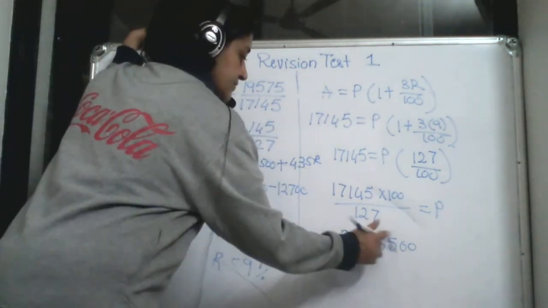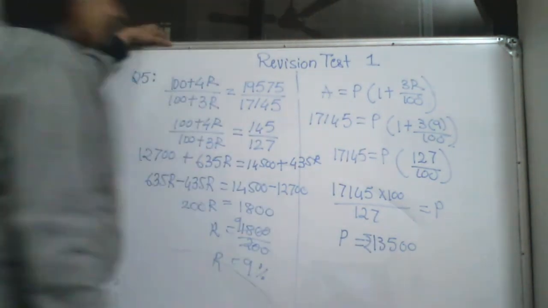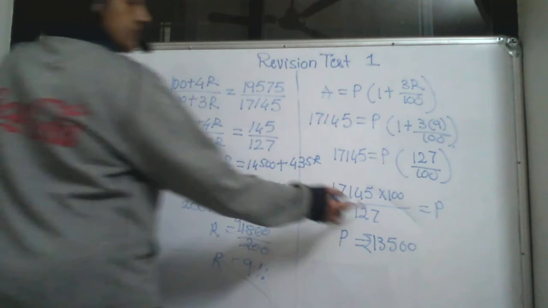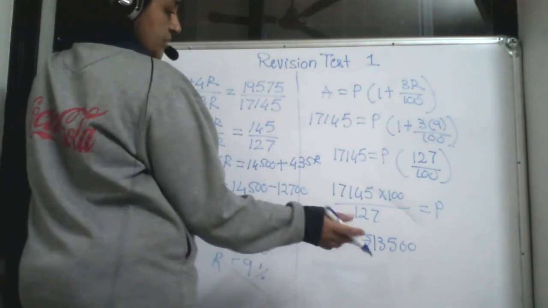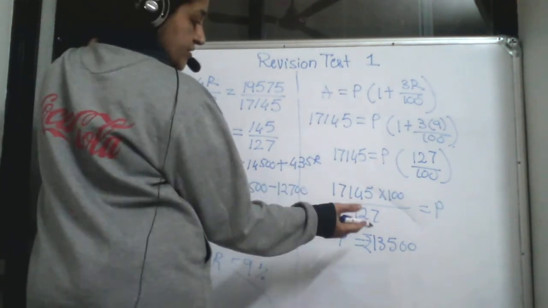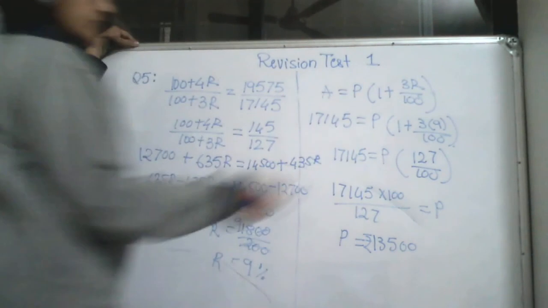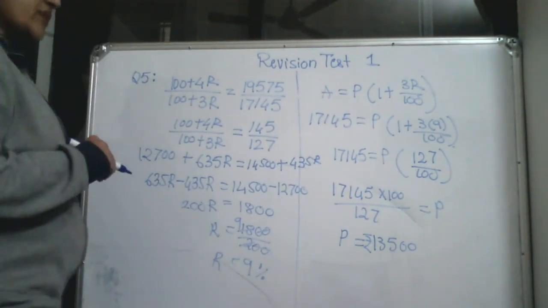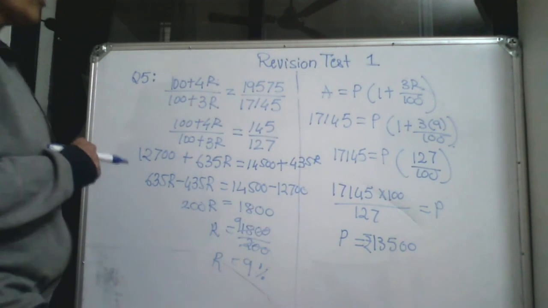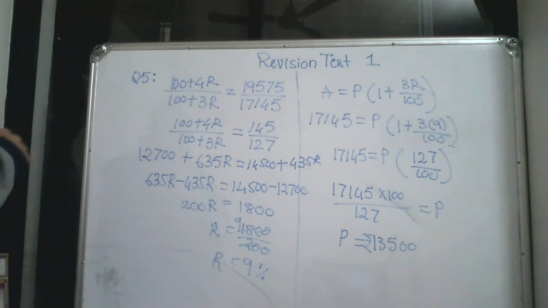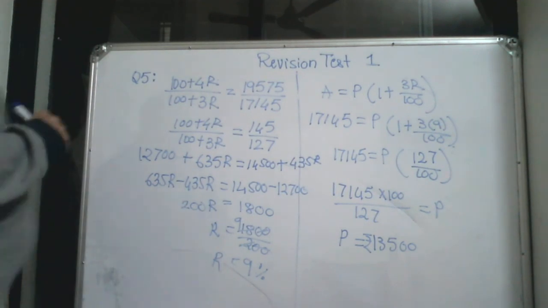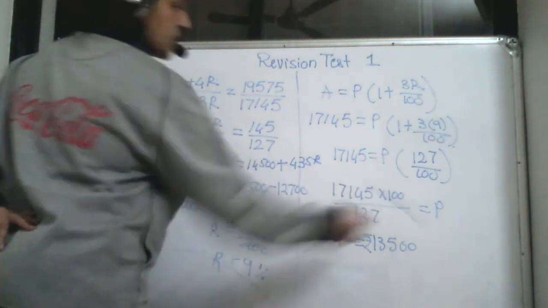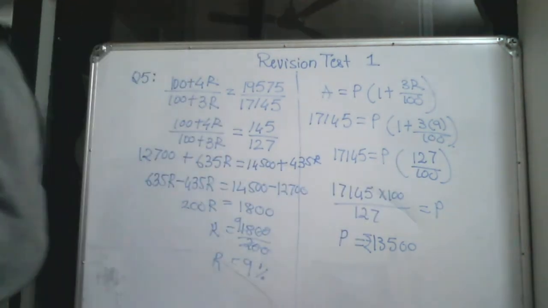13,500 is the principal. So can you divide it by some number? You just check it. Is it possible by 3? No. Is it possible by any other number? What kind of number is 127? You just check it and you can do it. Or you can do it directly: 17145 divided by 127, you are going to get 135. The other two zeros are because of the multiplication by 100.